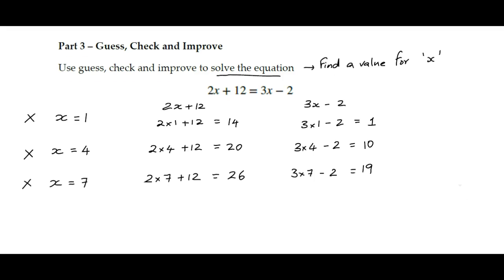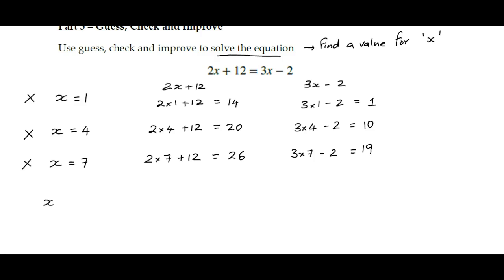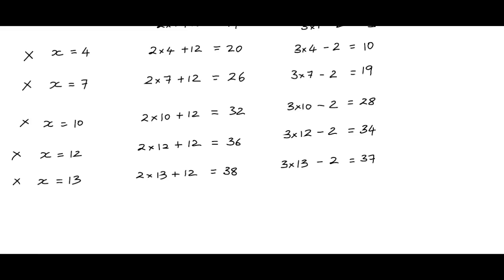So let's move on. Maybe this time, let's use 10 for instance. I'm going to skip a few values. I'm going to try using 10. So 2 times 10 plus 12. So 2 times 10 is 20. 20 plus 12 gives me 32. Now, 3 times 10 take away 2. 3 times 10 is 30. 30 take away 2 gives me 28. Ooh, we're getting more closer now. 32 and 28, only 4 apart from each other. It's still not the right answer.